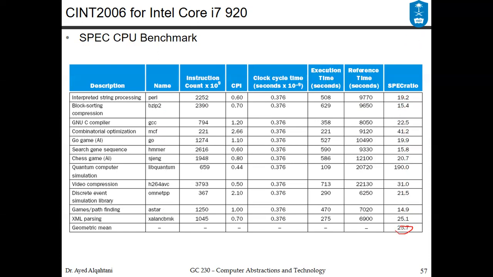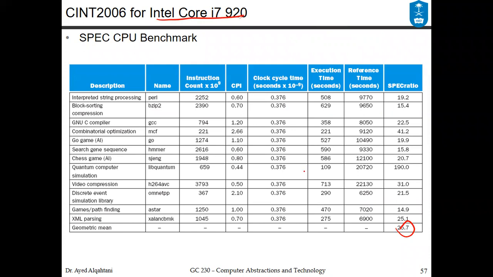Also, same observation. Notice that this number is between the lowest and the maximum of these numbers. If we try to get the lowest up to this point, oh, there is 14.9. So you have 14.9, and the maximum is 190. And you find out that this number, 25.7, is actually between those two numbers. This number tells you the SPEC ratio of this processor.